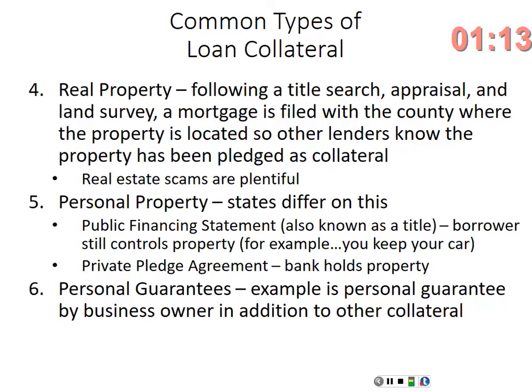You've got a private pledge agreement. That's where the bank holds the property. This could be something like, let's say a borrower is using gold as collateral, a bar of gold. The bank may want to keep that bar of gold in the vault to keep it safe. That happens all the time. So if you use precious metals, gemstones, something like that, the bank may hold on to it. They may lock it in the vault, and until you pay the loan back, they're going to hold on to that piece of property.